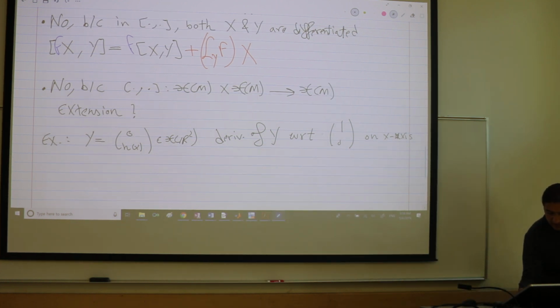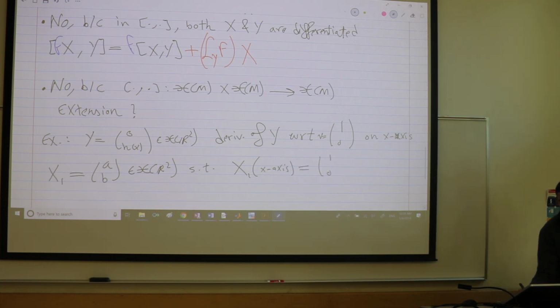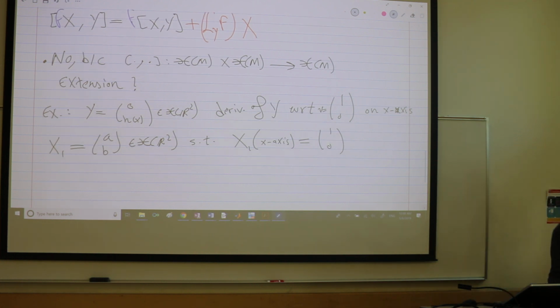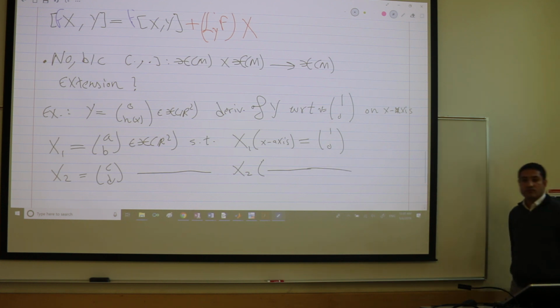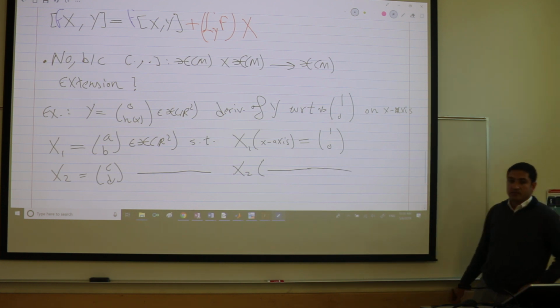So this is, say, a v. I'm going to extend it, so I have here x1, which is anything, a and b. Now it's a vector field in R2, such that on the x-axis, so y equals 0, it will match my vector. Okay? But this extension is not unique. You can have another x2, that is c and d, everything is the same. x2 on the x-axis is 1 and 0, right? So you can have many different results.